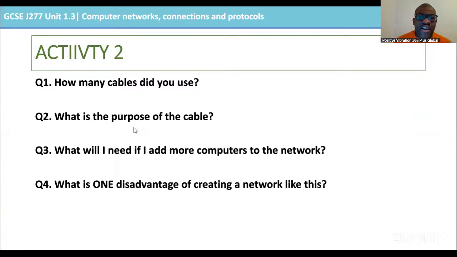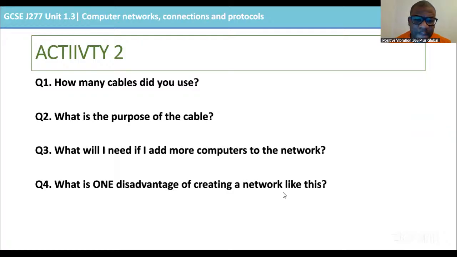All right, so on here now, we want to ask, what was the purpose of the cable? Colton, what was the purpose of the cable in this network? Sir, to connect all the computers. So, like the word physical, you know, physically connect two or more devices together. All right, nice, cool.